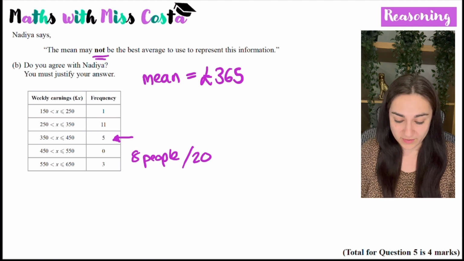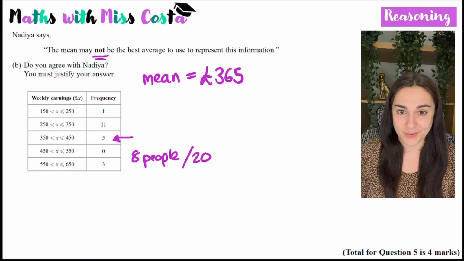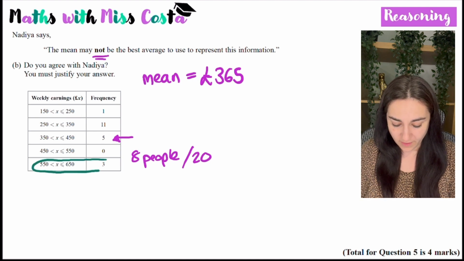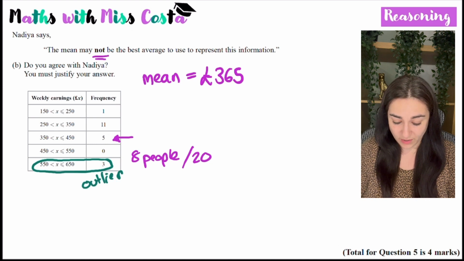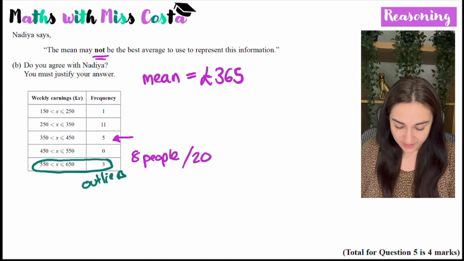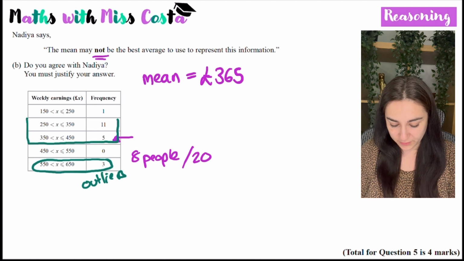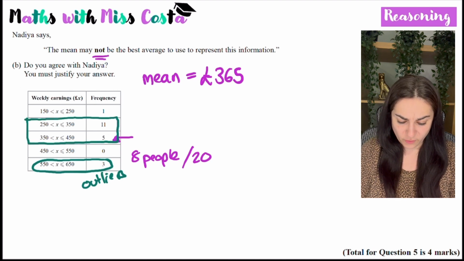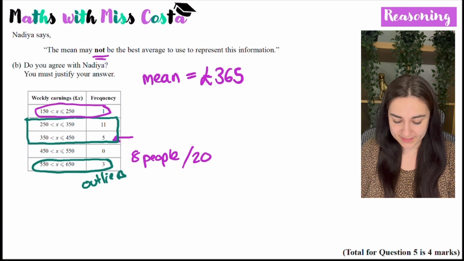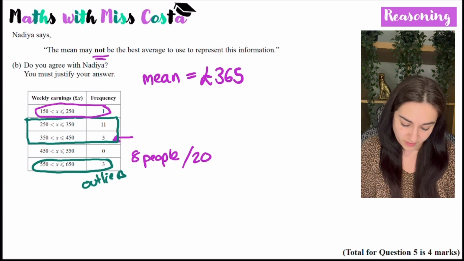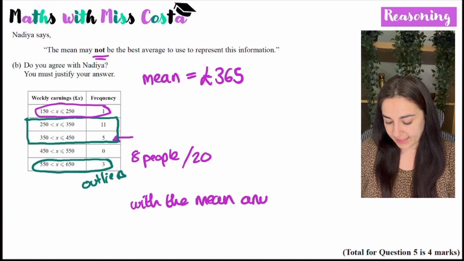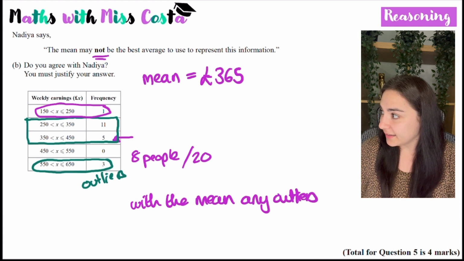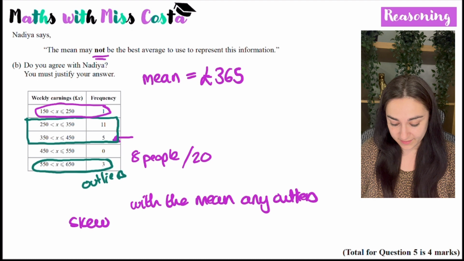Now with the mean, what we do is we take into account all of the values. So over here, the people that are earning £550, what we can do is call them outliers because they kind of skew the data. The majority of people earn between 250 and 450. And then we've got one person over here that also skews the data that earns, he could or she could earn £150. So with the mean, any outliers skew the data.